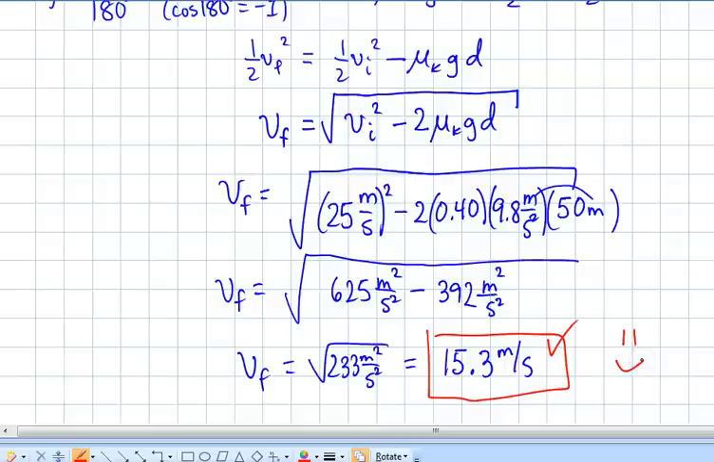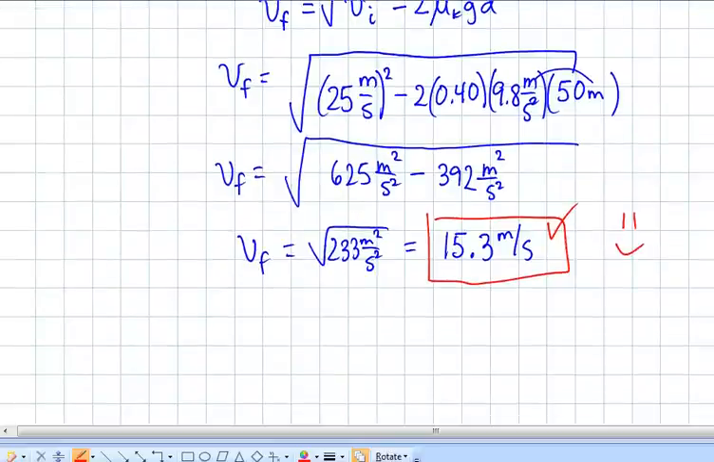Now one thing to check when we get to this final answer is to see if it makes sense. It makes sense that a car going through a rough patch would have a lower final speed than it started with. And I think the answer to that is yeah. So that pretty much wraps it up. I'll try to do a couple more examples a bit later.